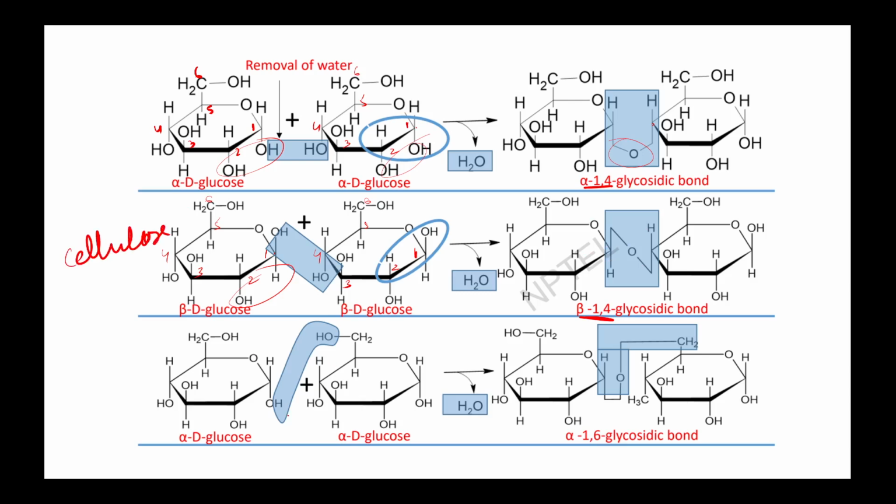This is the linkage that is present in cellulose. And then you have another type of glycosidic linkage, that is alpha 1,6. So this is alpha glucose, you can see from here. And in this alpha glucose, the first carbon is attached to the sixth carbon. So this is first, second, third, fourth, fifth and sixth. So this is alpha 1,6. There are three types of glycosidic bonds.